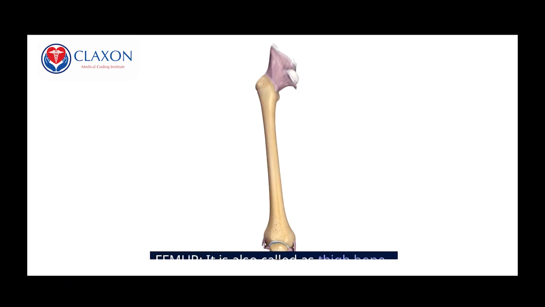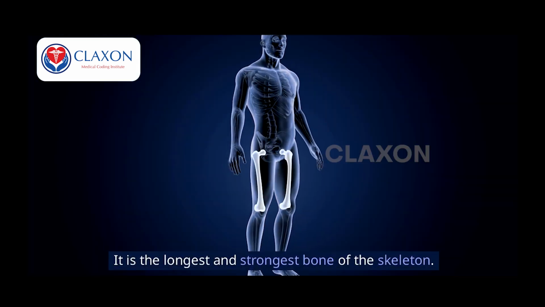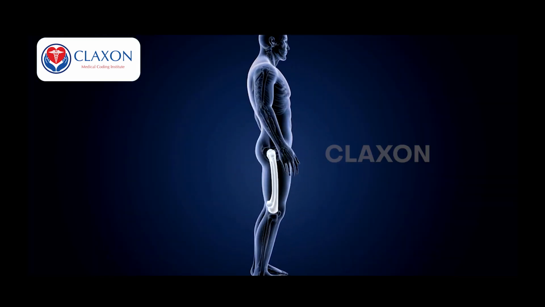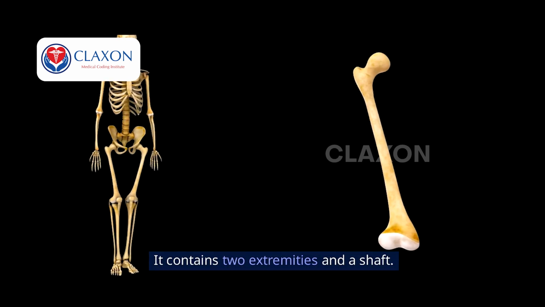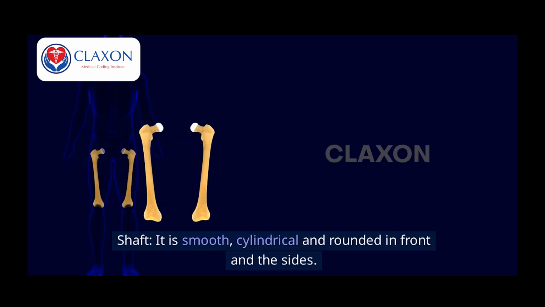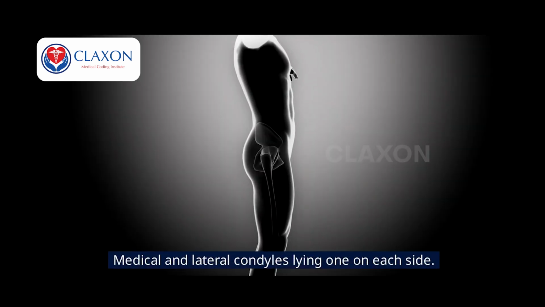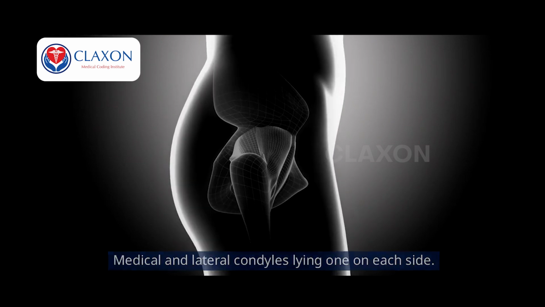Bones of the lower limb. Femur, it is also called the thigh bone. It is the longest and strongest bone of the skeleton. It contains 2 extremities and a shaft. Shaft, it is smooth, cylindrical and rounded in front and at the sides. Lower extremity, it contains medial and lateral condyles lying one on each side.